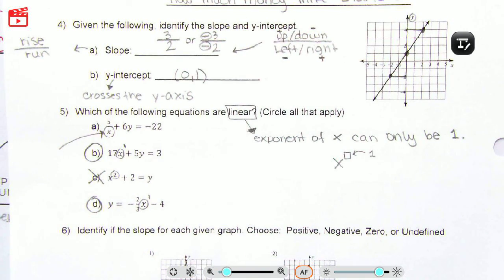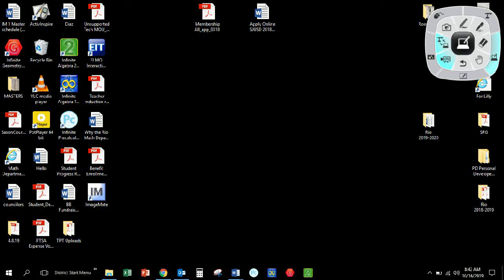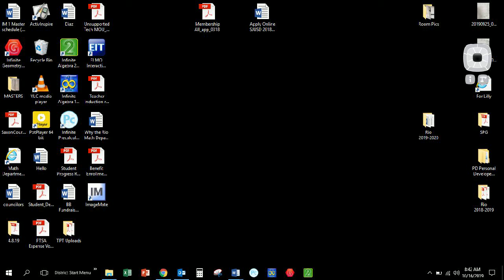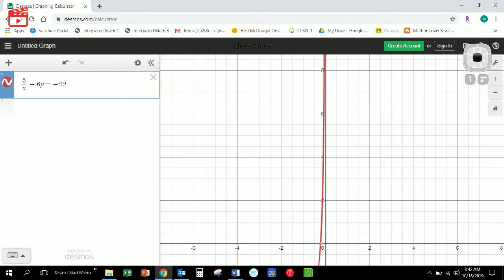So I wanted to show you how this would look on the graph. So let's see if this works. Oh, I don't believe that's going to work. Oh, there it is. So I wanted to show you. So this right here is your equation. 5 divided by x plus 6y is equal to, there should be a negative there, negative 22.